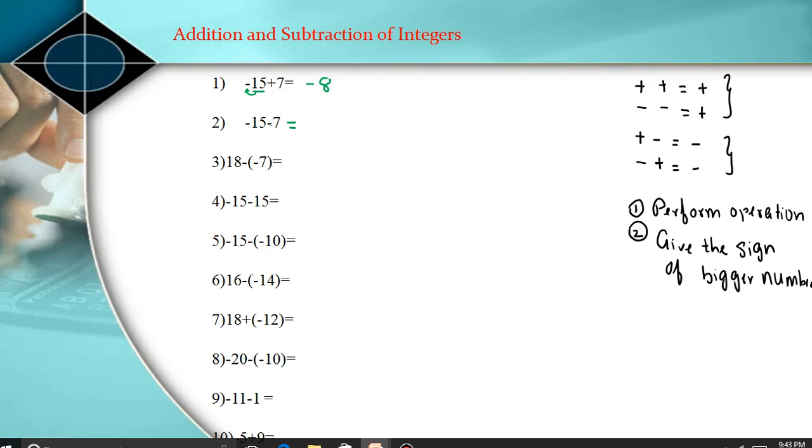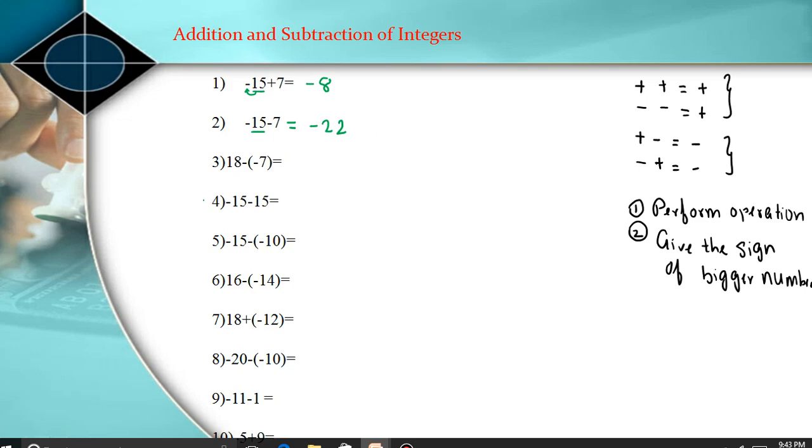Now see, what is the operation? Minus minus. Minus minus becomes what? Plus. So 15 plus 7 will be 22. Minus minus becomes plus, so 15 plus 7 is 22. Now give the sign of the greater number. What is greater here, 15 or 7? 15 is greater. What is the sign with the greater number? Minus. So give here the sign minus.